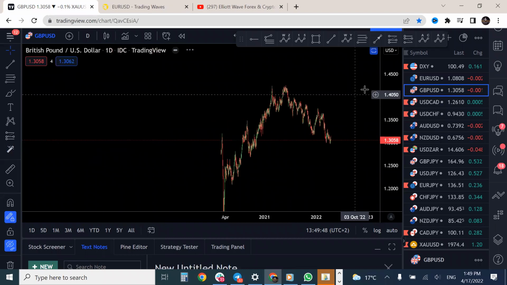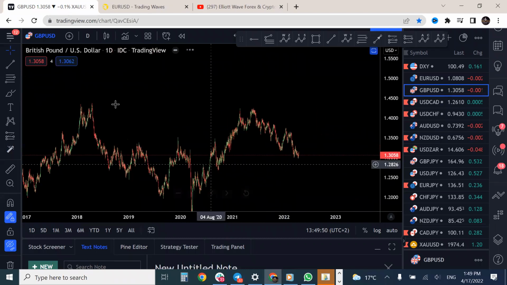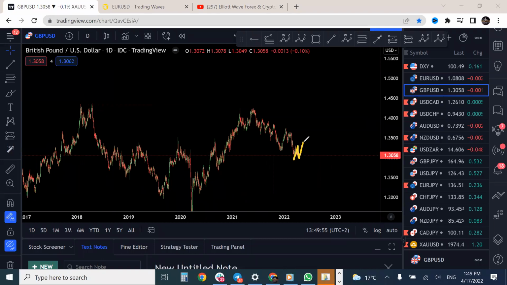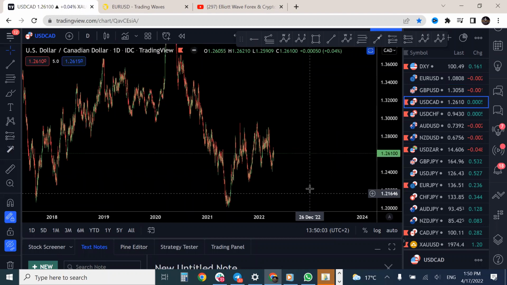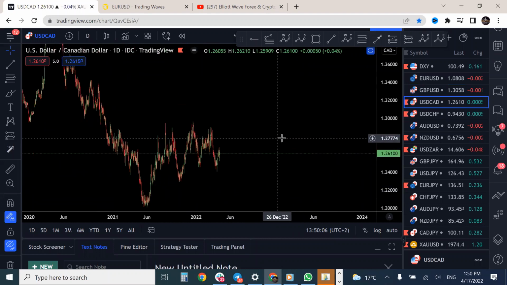As you can see here, the pound, just like the euro, is bearish. So even if the pound does push back up to around 35, we're simply looking for this one to continue lower. US dollar CAD, obviously this is paired against the US dollar, so you expect this one to push higher.